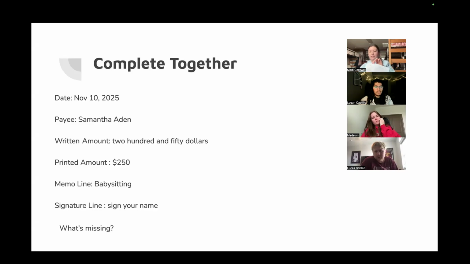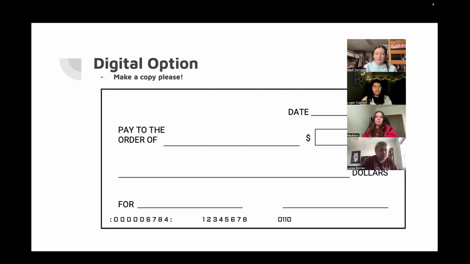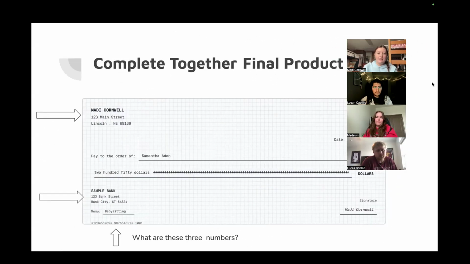So again, if this was your own check, you'd have your information up here, and then down here you'd have the bank's information. Here's a digital option. And this is what a completed version should look like. I'm sorry that I did not change the date, so this would be an invalid check since I'm writing it from a past date. That's my bad. Does everyone have something that matches up like this? Similar?